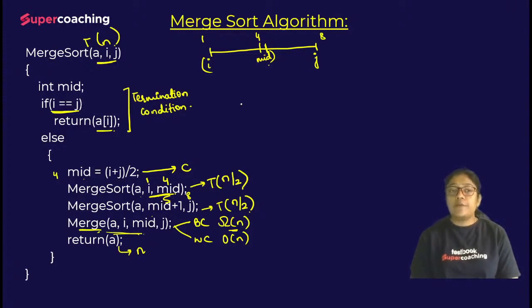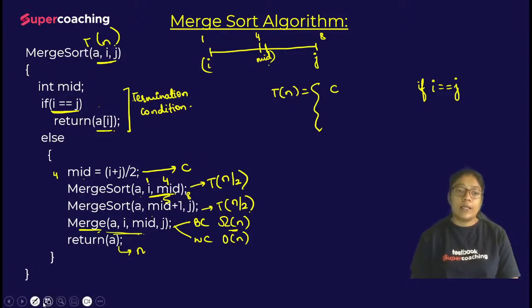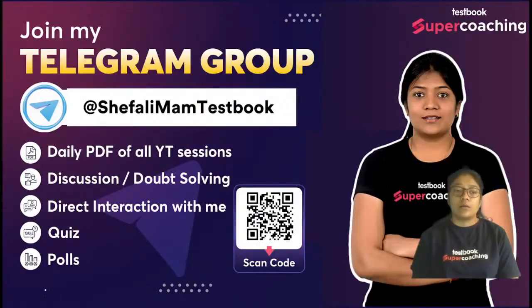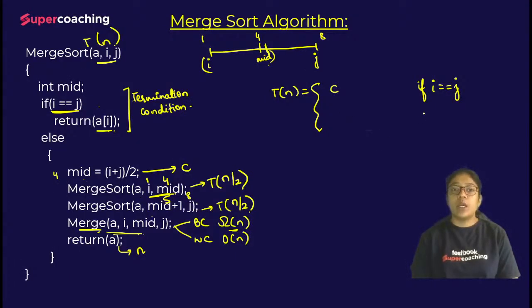So ultimately, if we try to write the recurrence relation, this comes out to be T of n is equal to, this takes constant time because this is a termination condition. It takes constant time if i is equal to j, if there is only one element. Otherwise, if i is not equal to j, that means the problem is large.